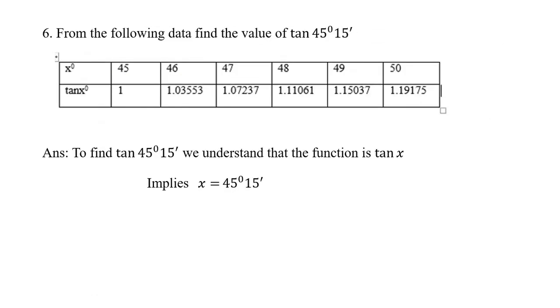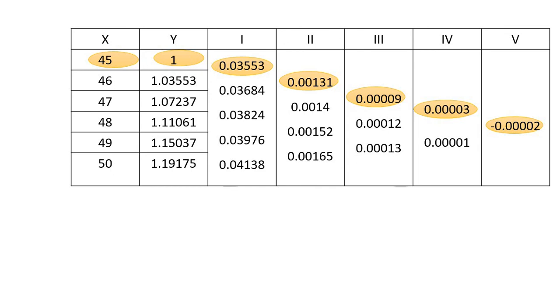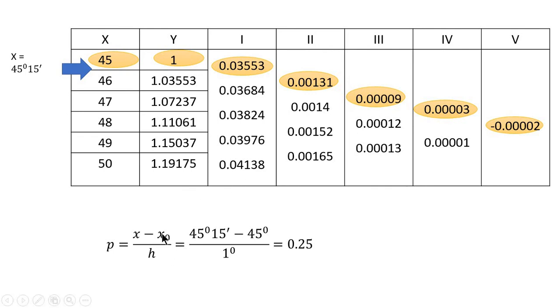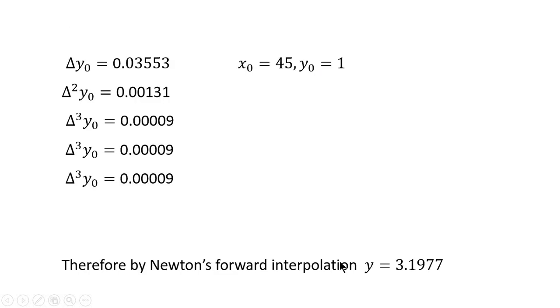From the following table, find the value of tan 45 degree 15 minutes. So here also our function is tan x, and what is x here? 45 degree 15 minutes. Okay, construct the table. 45 degree 15 minutes lies between 45 and 46, therefore it is better we use forward interpolation formula. Okay, and p is obtained using x minus x naught by h. You can use your calculator. Make sure you put degrees and minutes when you are using the calculator. You will get 0.25. Okay, substitute in our Newton's forward interpolation formula. We get the answer as 3.1977.